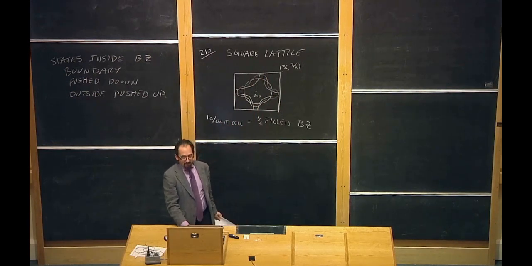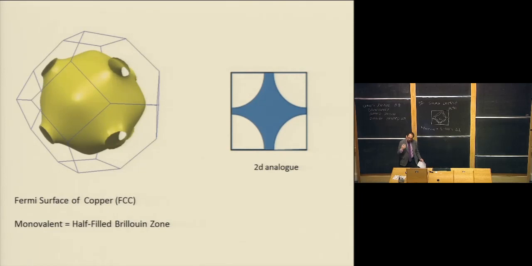And that's exactly what happens with the material copper. Also a monovalent material. It's actually an FCC material, so the shape of its Brillouin zone is different. It's this truncated octahedral shape that we've seen before. And you can see here's a picture in 2D, which is drawn better than I've been able to draw it on the board.